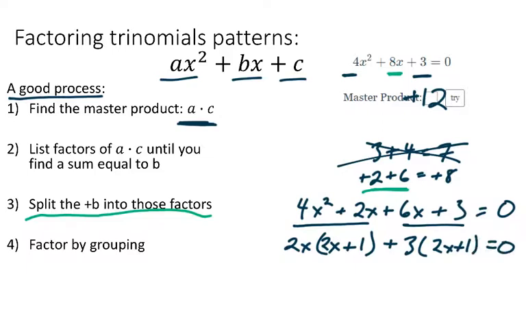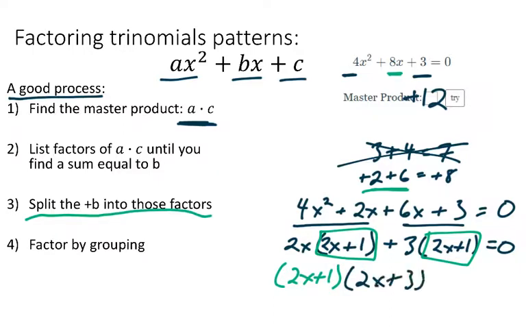And now, hey, look, I've got this big group that I can pull out here, and there's just one of them. So 2x plus 1 is common to all. And then that's going to be 2x plus 3 equals 0. And then I would solve these. You're going to get x equals negative 1/2 and x equals negative 3/2 once you solve.